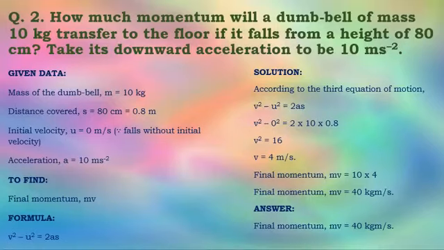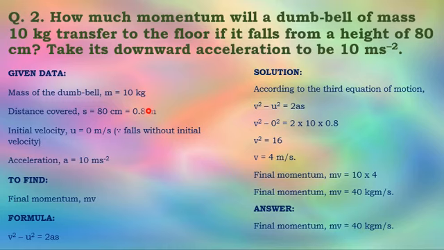See the next one. Here you are able to see another numerical: how much momentum will a dumbbell of mass 10 kg transfer to the floor if it falls? Carefully listen to the words if it falls. If it falls, it falls down automatically without any external force. That means the initial velocity is 0. The height is given, which talks about the distance covered. It is 80 centimeter, so we are converting it into 0.8 meter.